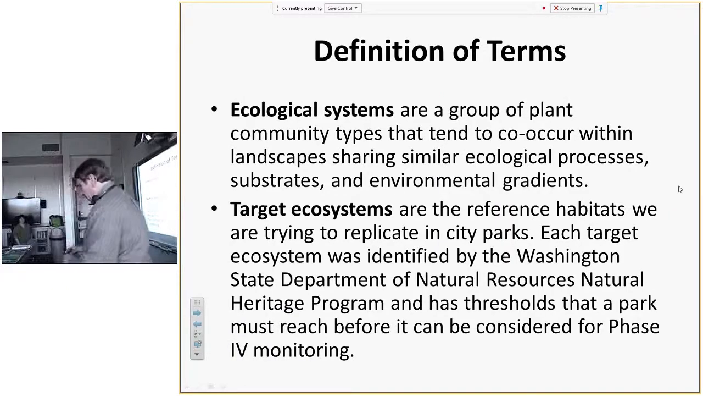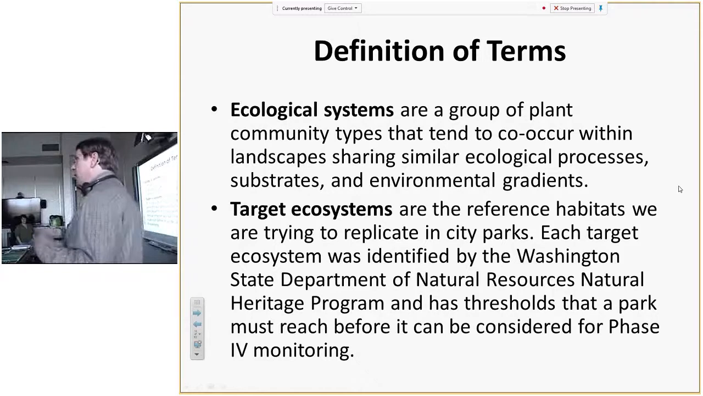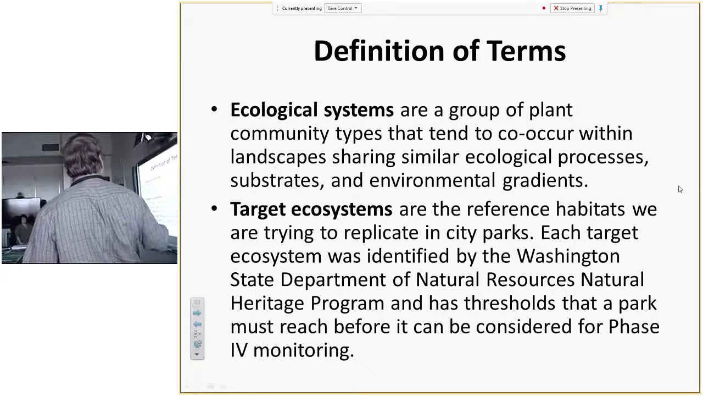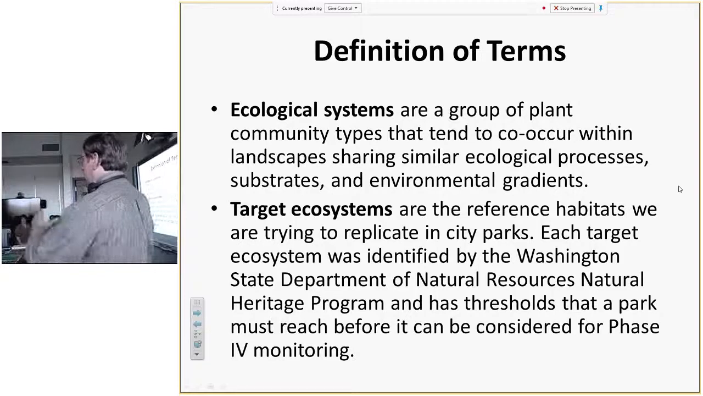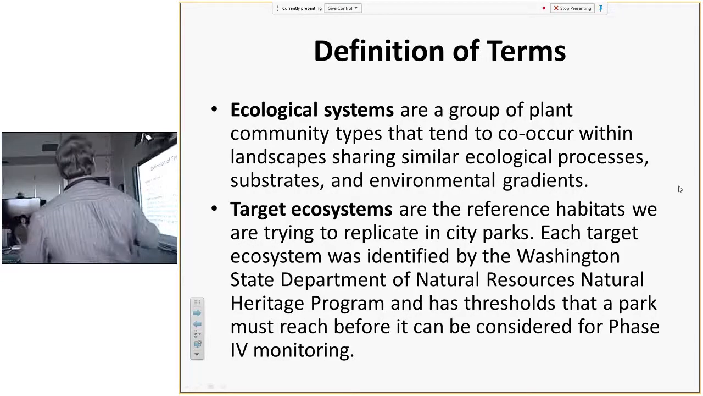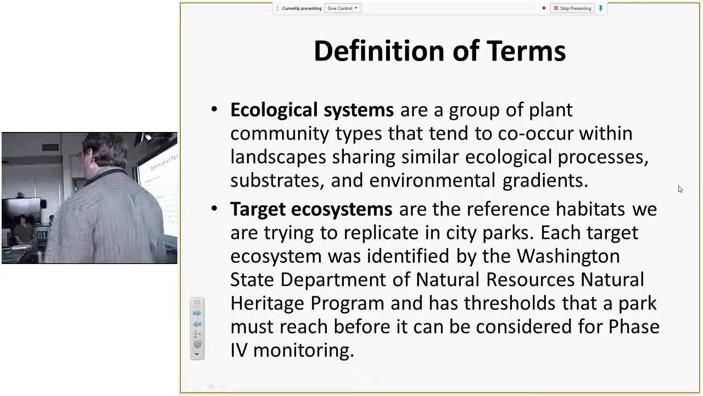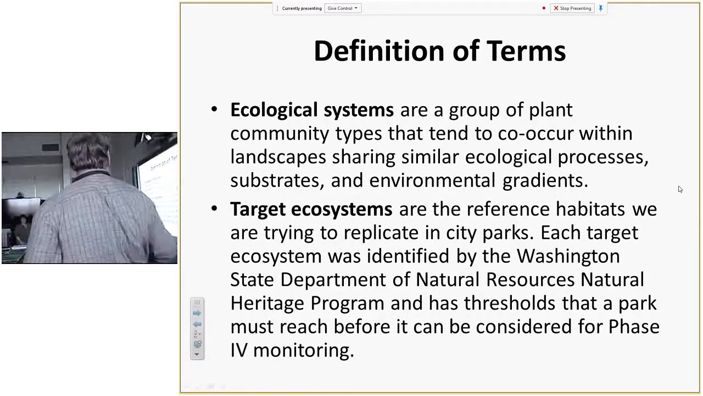Okay, so I just have two slides about the different terms we use. An ecological system is just plant communities that tend to occur in a landscape because they share similar ecological processes, habitat, and substrates. So you would think the same kind of plants that have to adjust to a certain soil are going to be in one area. But we don't always target all those ecosystems. What we want to see in a park are a subset of those.